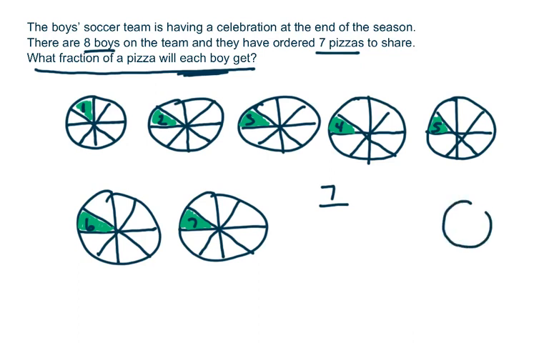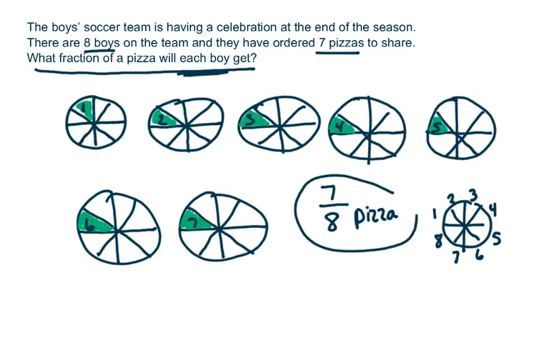So if we take one of our pizzas here, we split it into how many pieces? I'm going to go ahead and redraw it here so we can count. 1, 2, 3, 4, 5, 6, 7, 8. So each boy will get 7/8 of a pizza, because they're going to eat 7 slices out of the 8 slices that come in each pizza. So 7/8 of a pizza.